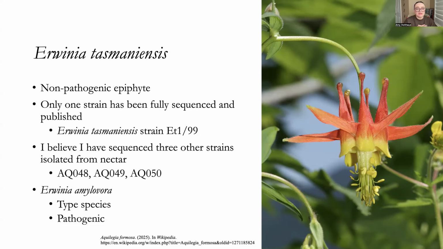Now, in my research and based on preliminary data that I have done, I believe that I have sequenced three other Erwinia tasmaniensis strains that have been isolated from nectar. Specifically, the species of the columbine flower, the picture here on the right is Aquilegia formosa. I have isolated these strains from this nectar specifically, and so I have named the three strains AK48, 49, and 50. It's just our naming system for these.